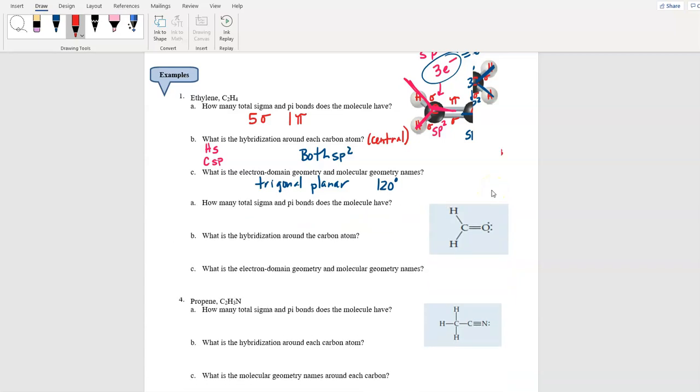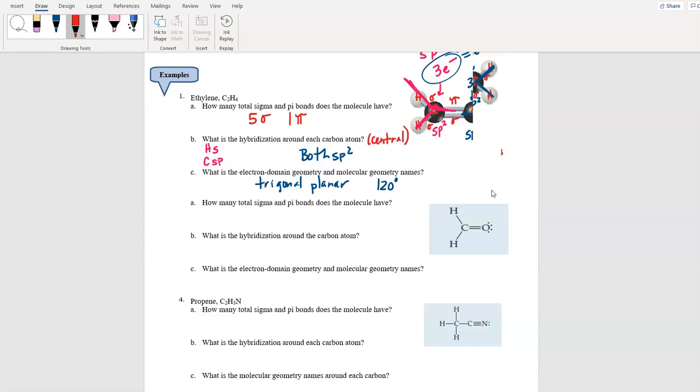Life is good. How many total sigma and pi bonds do you have in the following? So this is formaldehyde. If you've ever heard of formaldehyde, it's usually the chemical they put in bodies when they are decomposing, when they have died. It's a preservative of the body. It's a very toxic type of chemical, and they don't really use it too much anymore. But it has been used for those purposes.